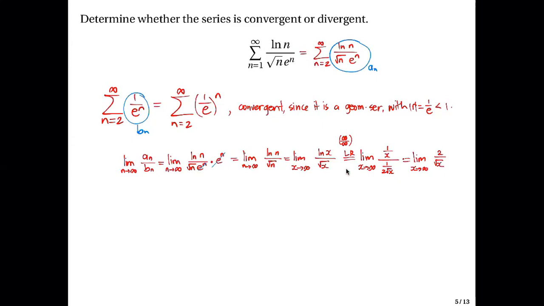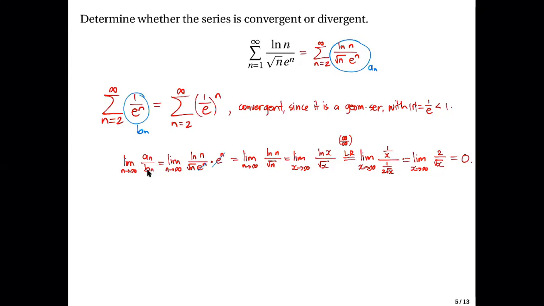Correct? So, isimplify lang natin to. Magkakaroon ka ng square root of x over x. And square root of x over x, that's 1 over square root of x. So, numerator, it's fixed constant equal to 2. Denominator goes larger and larger. So, this guy here will go to 0. So, limit an over bn is equal to 0.